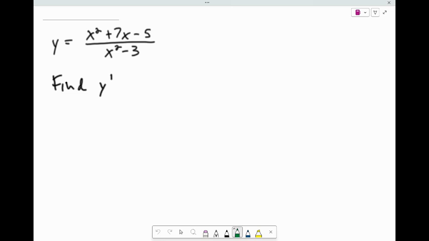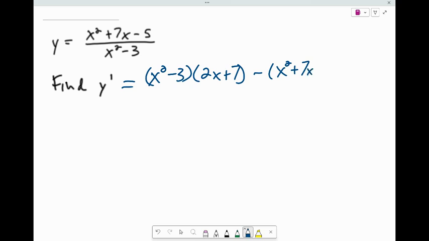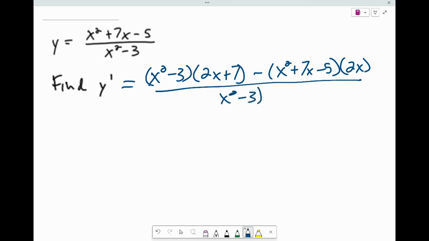Here's another one we can do. It's very similar to the first one we did, but there's a little more going on, so the simplifying is going to be a little bit more complicated. In a case like this one, I would do the bottom, right, times the derivative of the top, and I'm going to say 2x plus 7, right, minus the top, x squared plus 7x minus 5 times the derivative of the bottom, which is 2x, all over the bottom squared. And in general, there's no point in multiplying the denominator out. Leaving it factored is going to be better.